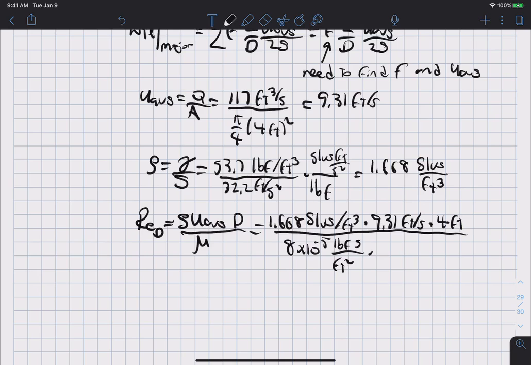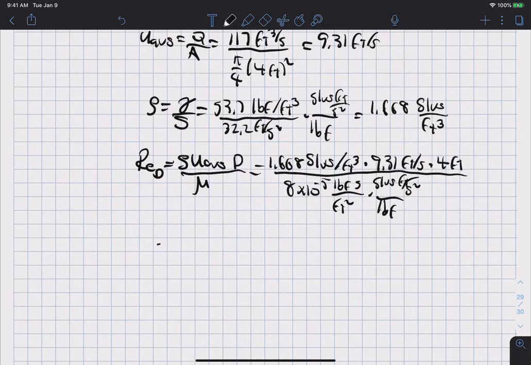And I'm going to convert the pounds force to slugs. Pound force is equal to a slug feet per second squared. And if you punch the numbers into your calculator, you'll get that Re_D equals 776,450, which is much greater than 2,300. So it's turbulent. And in fact, it's very turbulent.